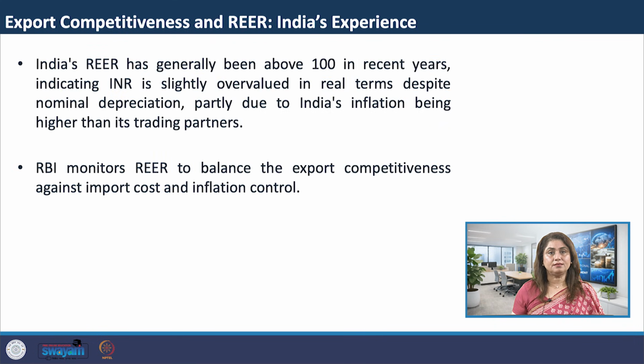India's experience related to REER has generally been above 100 in recent years, indicating INR is slightly overvalued in real terms, partly because India's inflation has historically been higher than that of its trading partners, even when INR was depreciating nominally. The RBI monitors REER very closely to balance export competitiveness against import cost and inflation control.